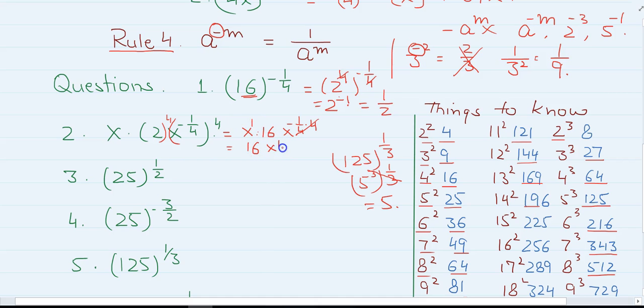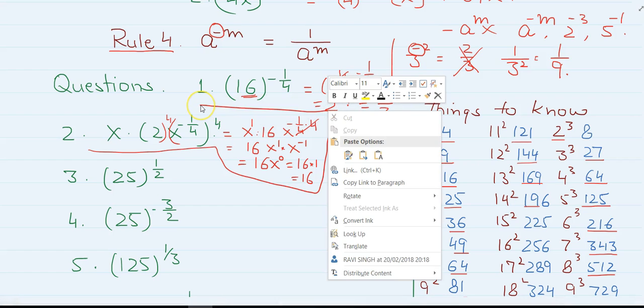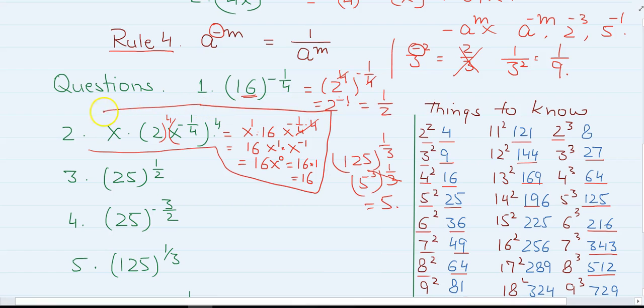This x is having 1 power multiply x to the power minus 1. And we know when we multiply the number, we add the power. 1 minus 1 is 0. So 16 x to the power 0. And we know anything power 0 is equal to 1. So 16 multiply 1. So the answer of this question will be 16.